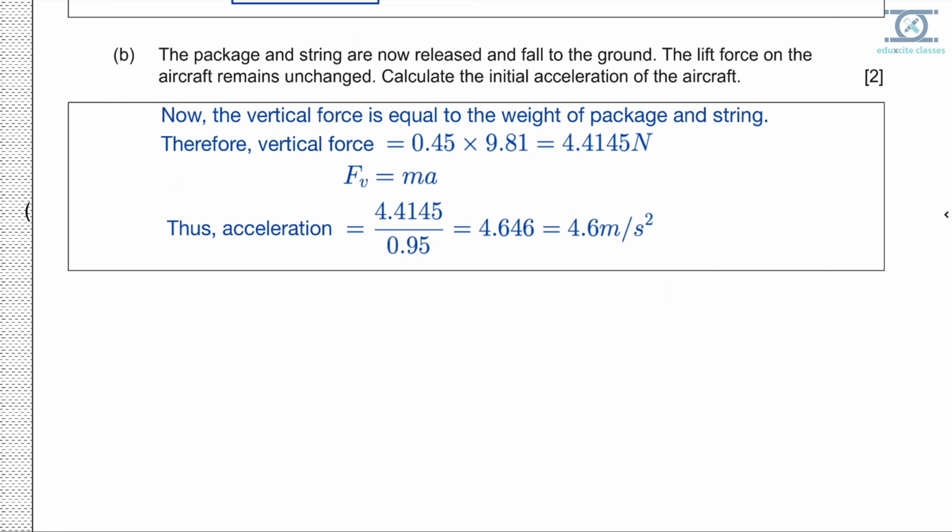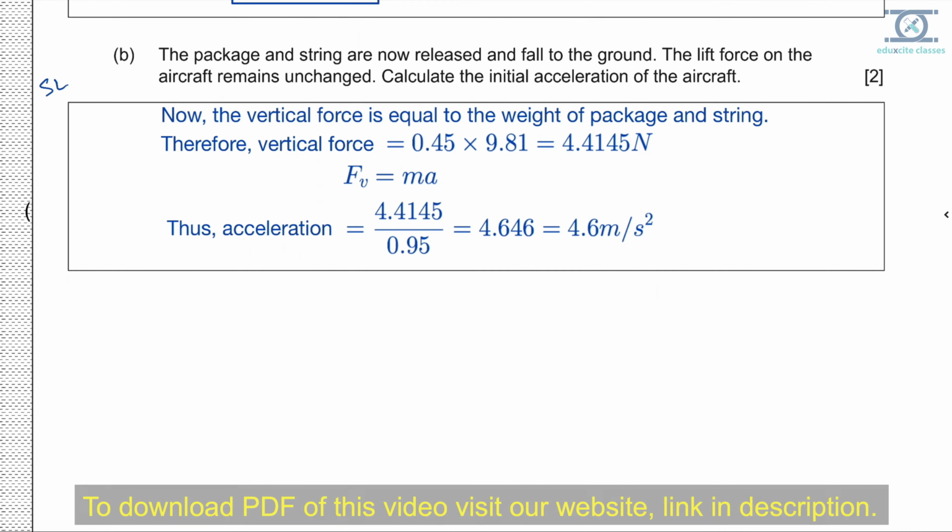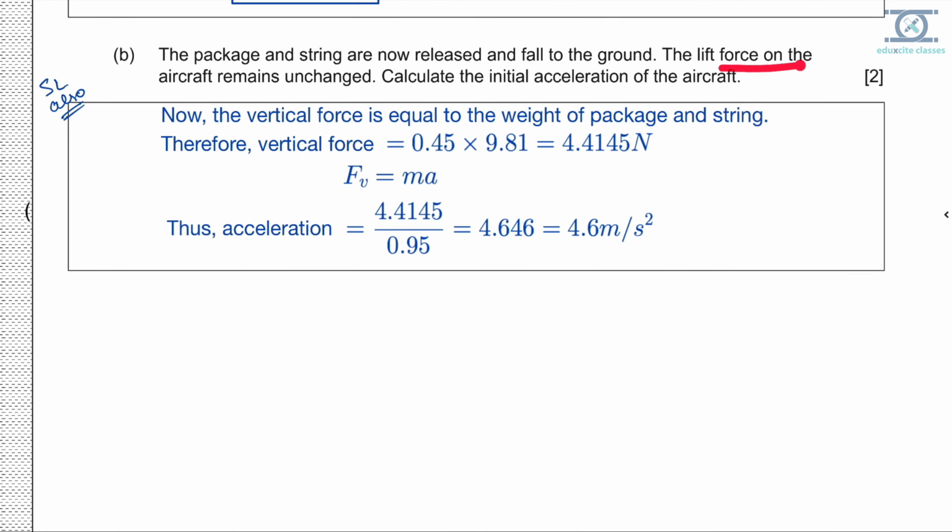Now the B part, this is an SL also. Only the fourth part is not there, rest all the parts are in SL. The package and string are now released and fall to the ground. Now the package and the string are released. The lift force on the aircraft remains unchanged. This is a very important statement, that the lift force on the aircraft remains unchanged.